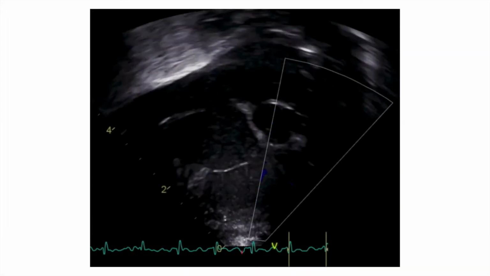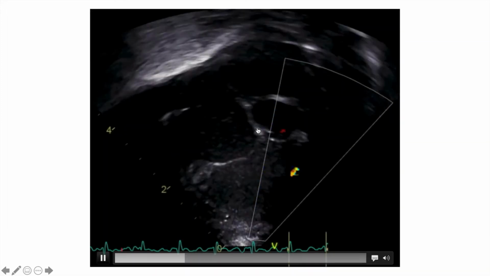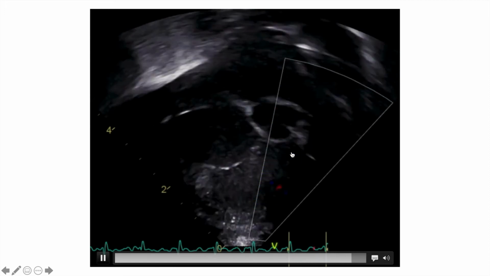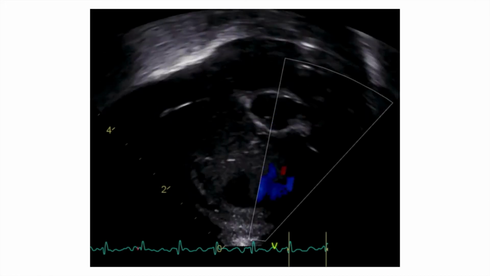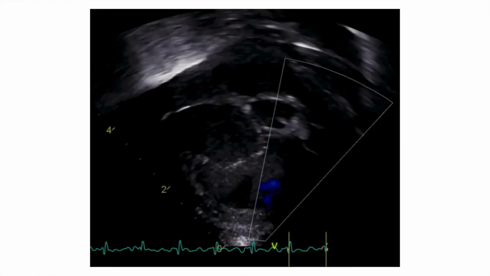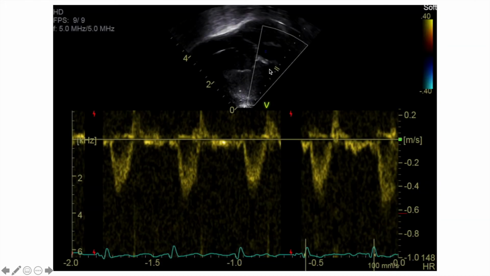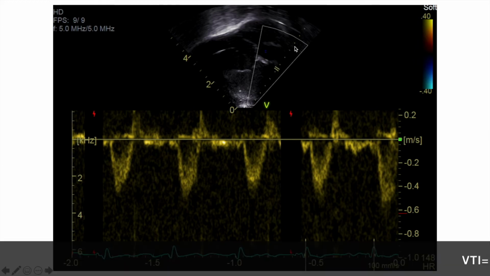Similarly, if we put the color on the outflow, we can see the blood leaving the right ventricle into the main pulmonary artery. Through this view, we can calculate the right ventricular output when we put the pulse Doppler sample gate exactly at the pulmonary valve level, and then we can get the Doppler this way, calculate the VTI, and then the right ventricular output.